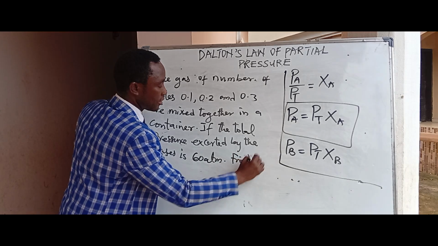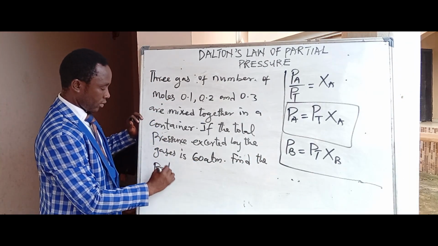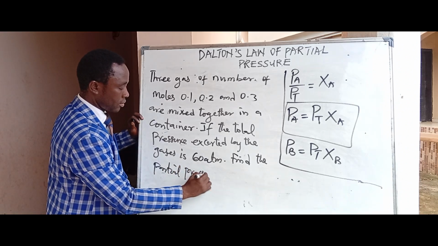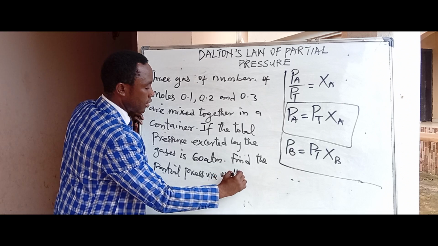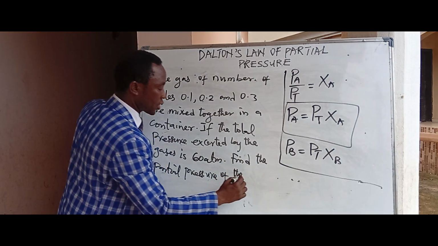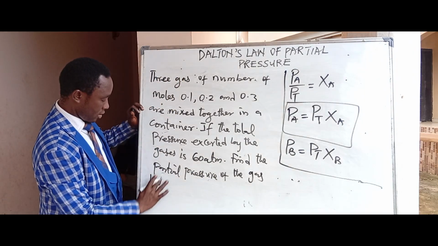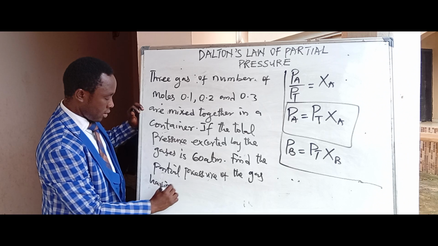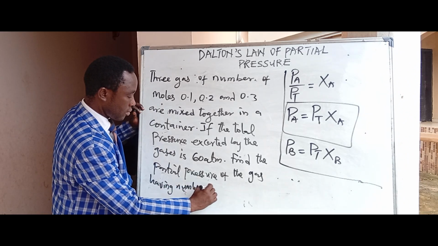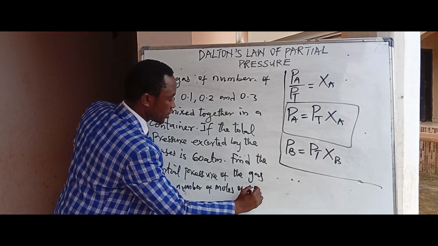Find the partial pressure of the gas having number of moles of 0.2.